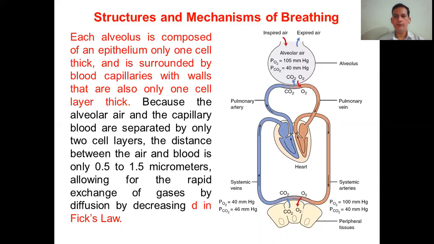On the contrary, if we talk about carbon dioxide, the partial pressure of carbon dioxide in the alveolus is less as compared to the pulmonary artery. So CO2 will diffuse from the artery to the alveolus, and when the systemic arteries are taking blood from the alveolus to the tissues, there the partial pressure of CO2 is higher in the tissues. So the CO2 will diffuse from the tissues to the systemic arteries.